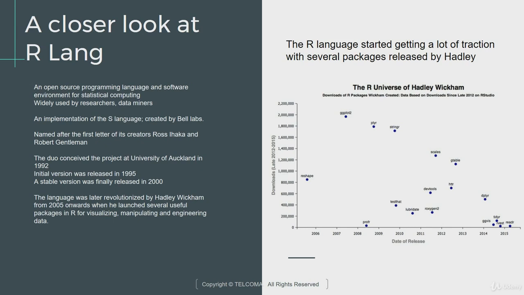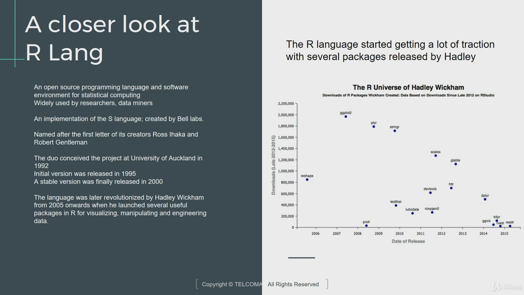Later, a couple of folks from New Zealand in the University of Auckland launched the first version in 1995, and a stable version was actually released in 2000. The name R actually came into the picture because both of the founders, Ross Ihaka and Robert Gentleman, both of their names start with R. The language actually got a lot of traction somewhere around the year 2005. A scientist named Hadley Wickham was largely responsible for this revolution.